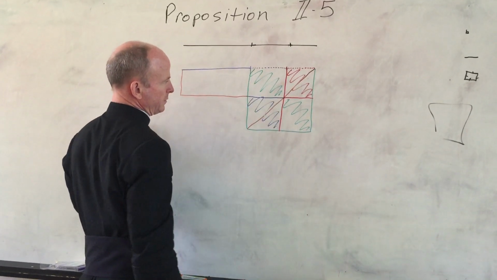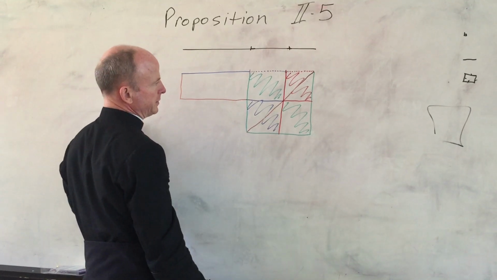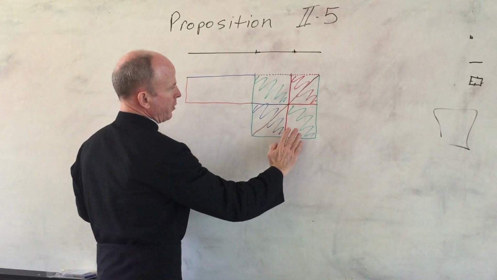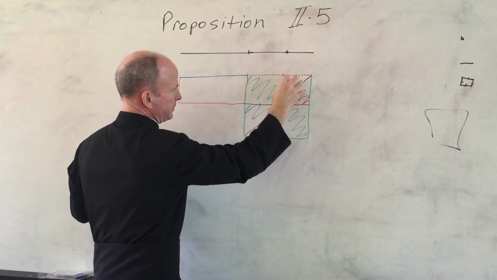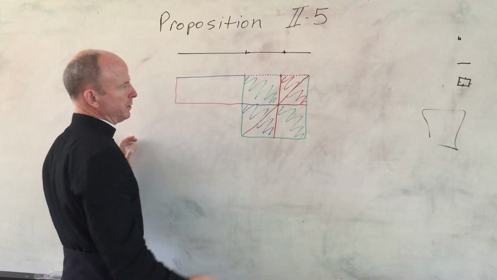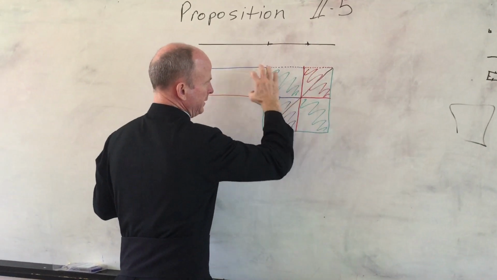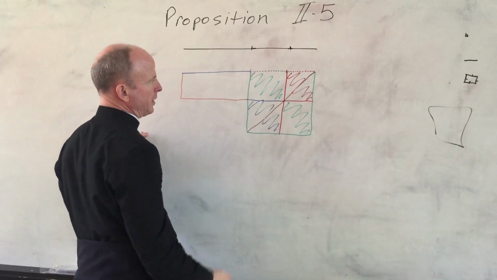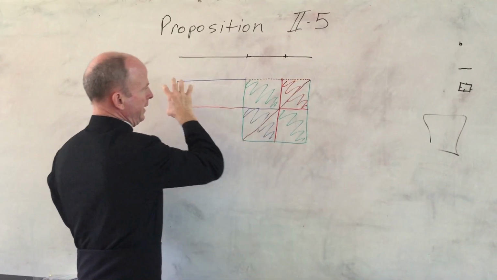This is equal to this. Great. Let's add equals to both sides. Therefore, let's add this to both sides. This plus this will be equal to this plus this, because equals added to equals are equal. Therefore, you have this being equal to this, right? That's no problem. But look at this and this.